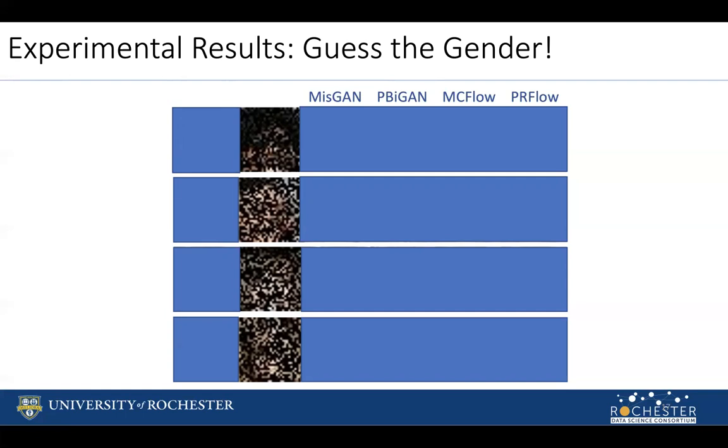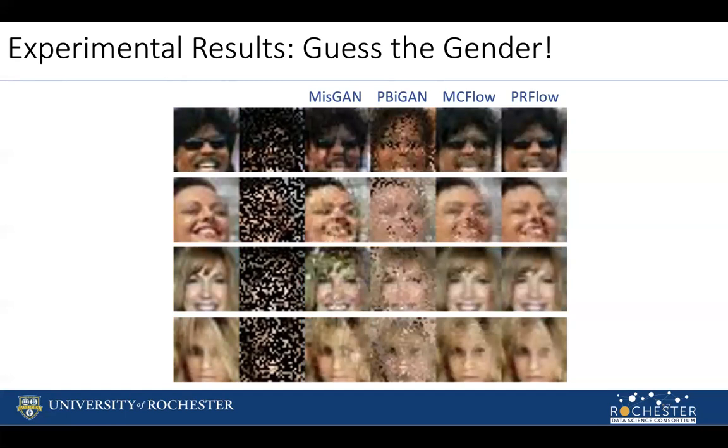Once again, results qualitatively show that PR flow produces the most realistic looking faces, as well as the ones most similar to the ground truth. Hair and skin textures, as well as facial features, are reconstructed accurately.